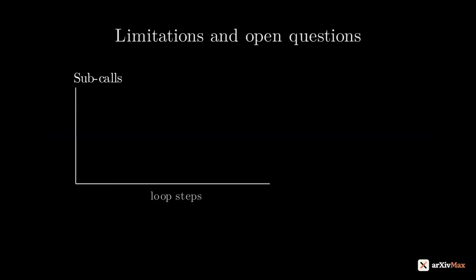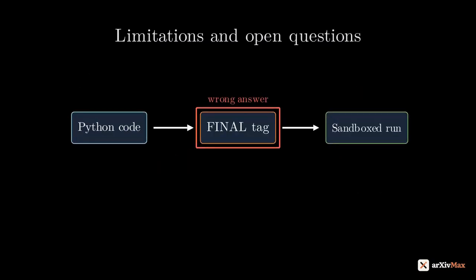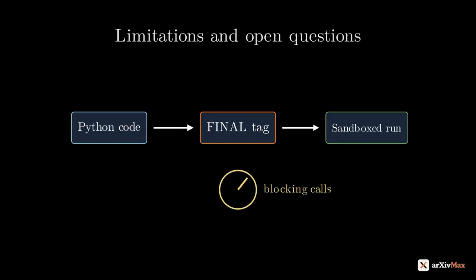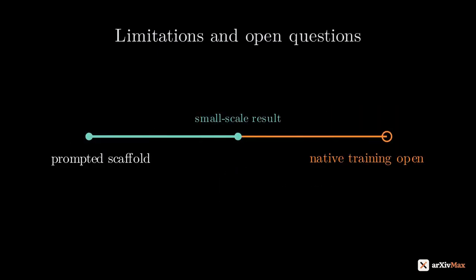The paper is candid about limitations. Subcall costs can explode when the model writes wasteful loops, so the mean cost exceeds the median. Final answer tagging is brittle. Models sometimes wrap a plan instead of the answer. The scaffold depends on strong Python skill, and small or non-coding models struggle. Execution is currently slow and blocking. The small-scale training result is encouraging, but training native RLMs at scale remains open. Guardrails for arbitrary code execution are not fully solved.